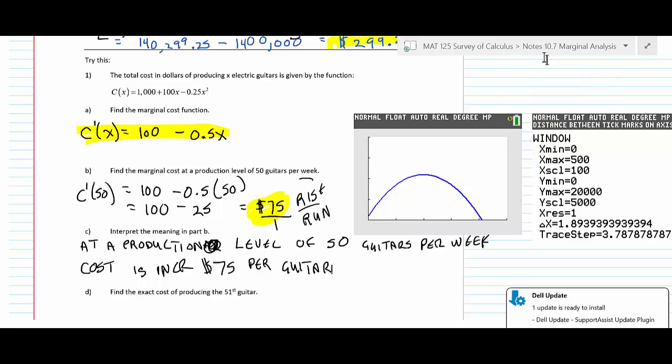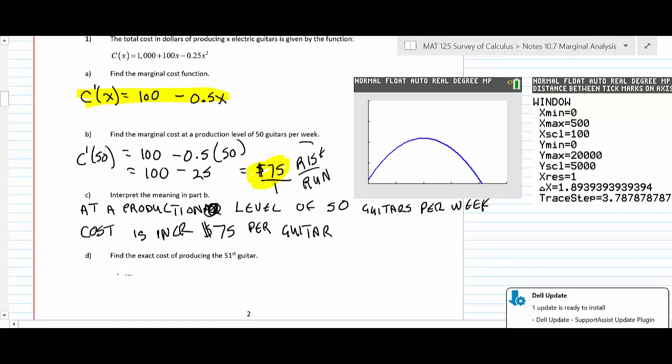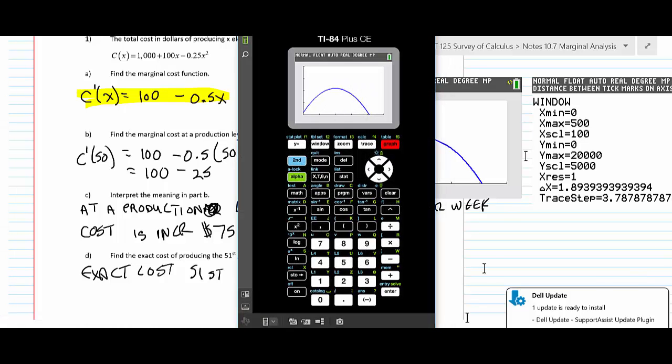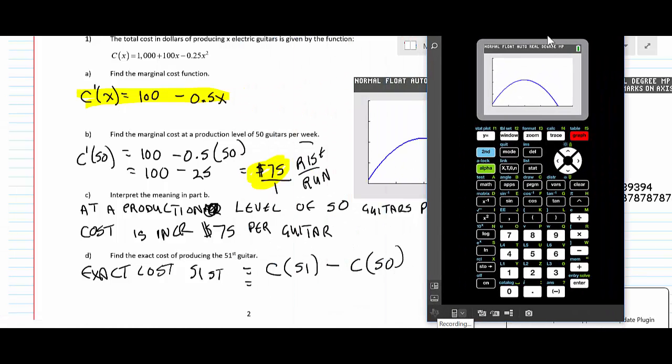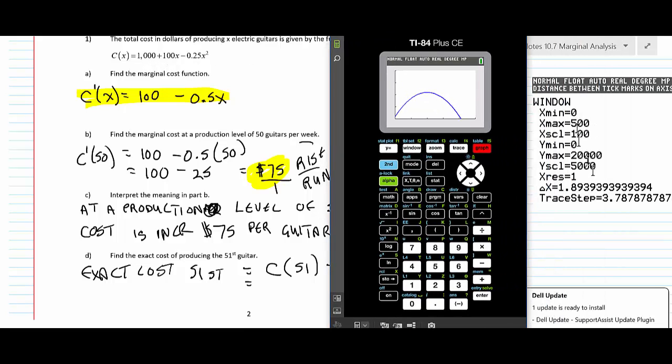Okay, so the next thing is find the exact cost of the 51st guitar. So what you do on this is you do C of 51, and then subtract C of 50, right? Now see, what I'm going to do is do this on my graphing calculator, and you can do this. This is the way I would do problems like this. Just trace at 51. I went ahead and just graphed this, and I wrote up here what my window was.